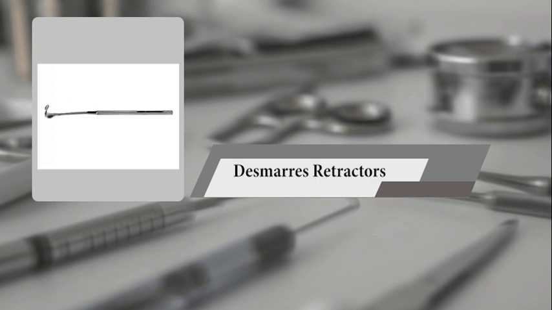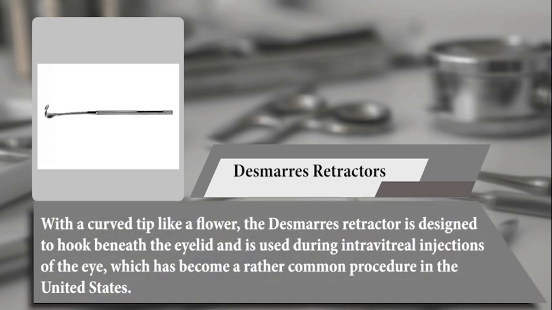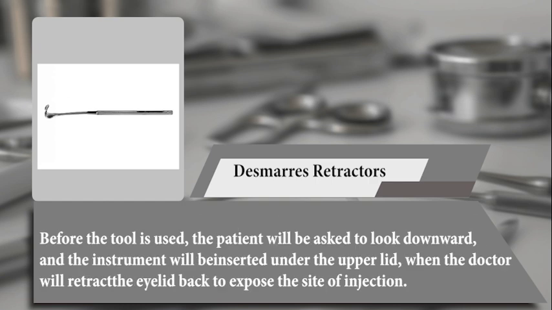Desmarais retractors. With a curved tip like a flower, the Desmarais retractor is designed to hook beneath the eyelid and is used during intravitreal injections of the eye, which has become a rather common procedure in the United States. Before the tool is used, the patient will be asked to look downward, and the instrument will be inserted under the upper lid, when the doctor will retract the eyelid back to expose the site of injection.